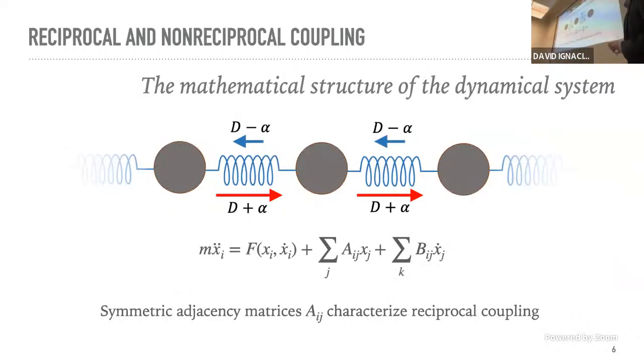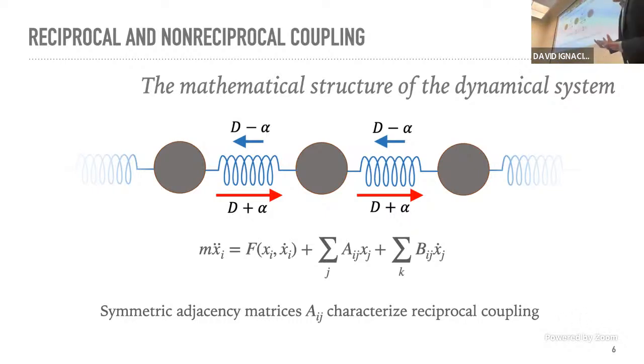So now I want to try to explain what reciprocal and non-reciprocal coupling is. This property has to do with the mathematical structure of the dynamical system. So for every physicist, the most common system, I would say, is an array of masses coupled with springs. And we all know that in this array of masses coupled with springs, one recovers the wave equation.